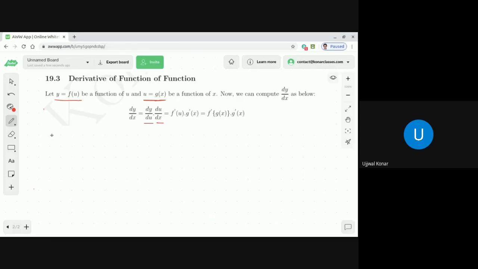For example, let's take y is equal to (2x plus 3) power 5. Suppose y is equal to 2x.